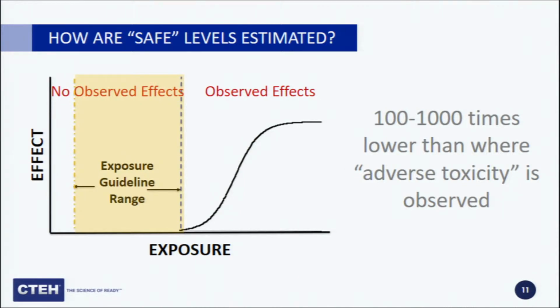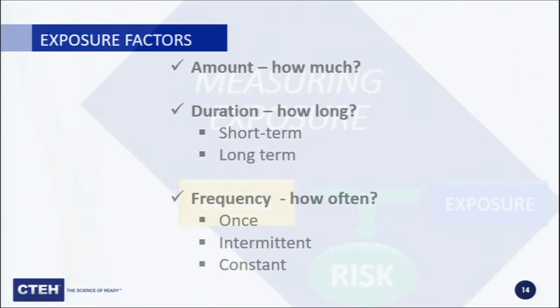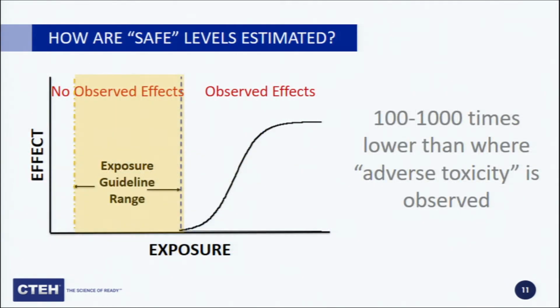So, for example, in this range of observed effects, there's some level of kind of this slope of information. Generally, exposure guidelines are developed that are in this range of non-observed effects. So it's generally highly protective so that we as scientists can make decisions around risk, what we prioritize as risk, and what kind of further studies might need to be done. But again, these exposure guideline levels are generally 100 to 1,000 times lower than where we see adverse toxicity occurring.